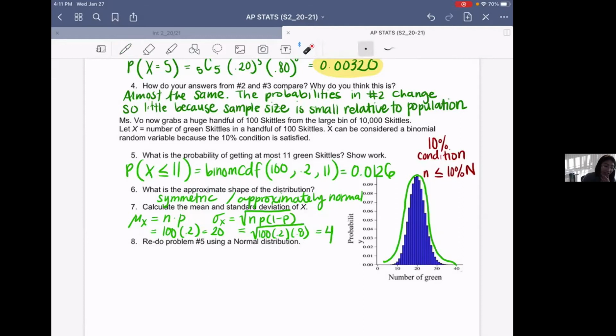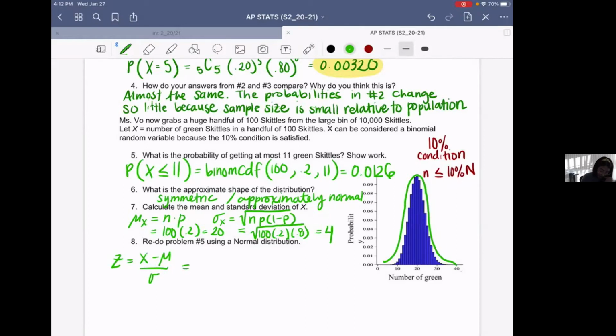So part 8 says to redo the problem number 5 using a normal distribution. So now instead of calculating using binomial CDF, how do you calculate using z-scores? So that's basically what it's asking. As a reminder, the z-score formula in general is the X value that we're looking at minus the mean all over the standard deviation. So we can definitely use the normal distribution now because we have a mean and we have a standard deviation, which you notice we calculated from above.